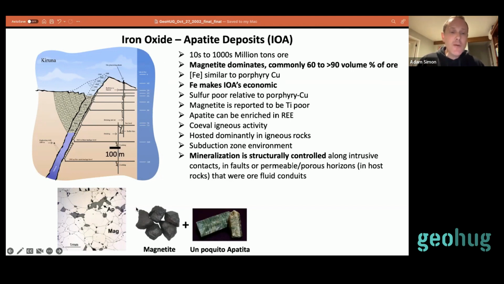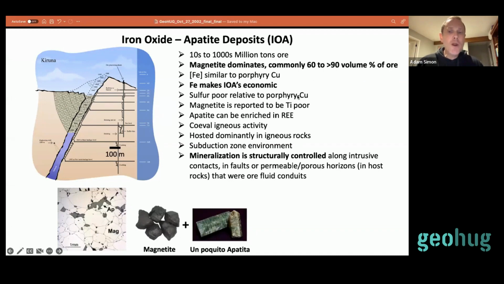If you look at the images on the bottom, Kiruna and every other iron oxide apatite deposit that we have studied and that we have read about in publications, it looks like this image on the lower left. Dominantly magnetite, in this case, a small amount of apatite, and there's often actinolite. These ore bodies are tens to thousands of millions of tons of ore. I've said magnetite dominates. The total iron concentration is similar to the amount of iron that we find in porphyry copper deposits. And iron oxide apatite deposits are economic because of the iron that they contain.